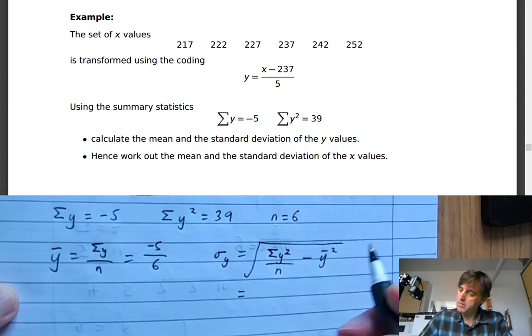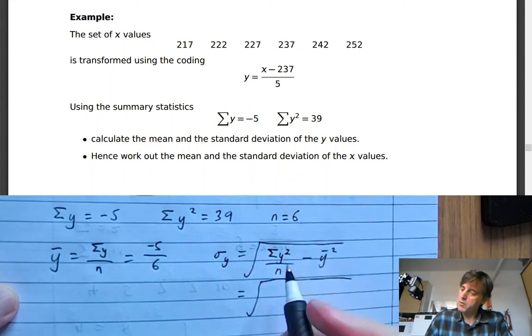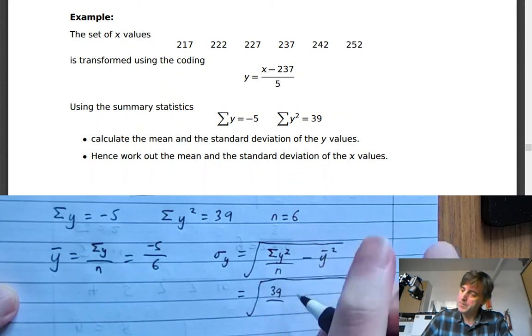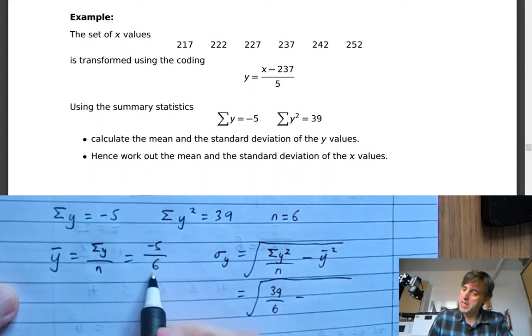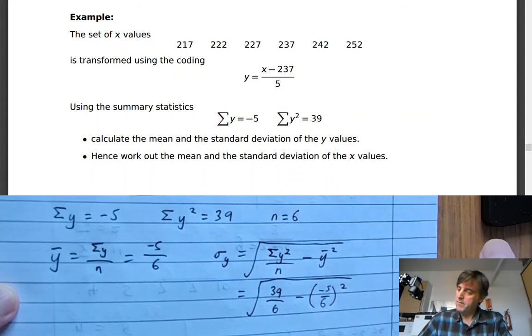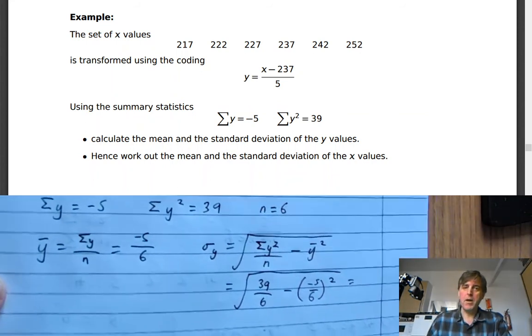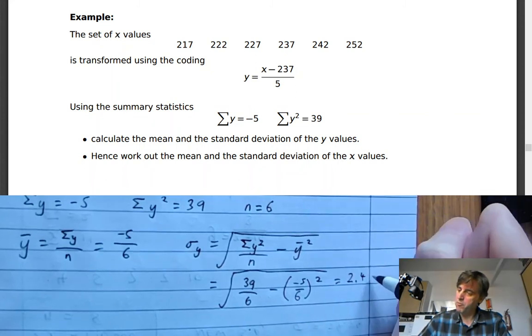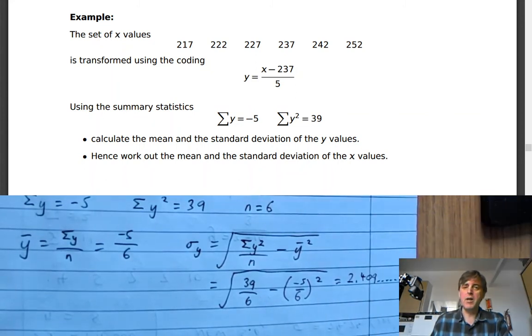So the mean of the squares is going to be given by the sum of the squares, which is 39, divided by how many there are, which is 6, minus this mean, which we've worked out already, squared. And then if you work out what that becomes, I think we get not a very nice number as the answer, but it becomes 2.409, and the decimals continue like that. So there we go. There's our mean and our standard deviation of our coded data.